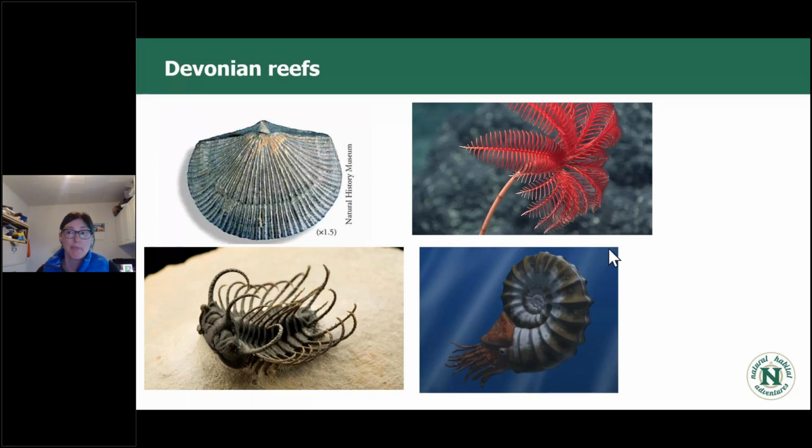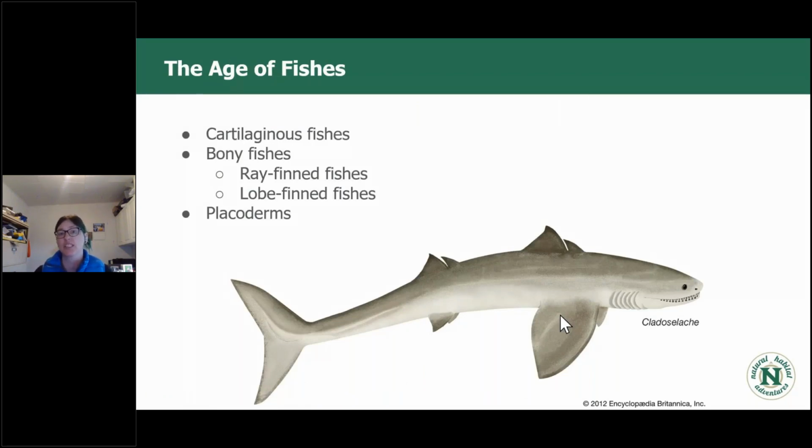But probably the biggest change that we see from the past to now is that we have gone from the age of seas with no fish into that age of fishes. So we see a tremendous diversification of fish species at this time, from cartilaginous fishes, so fishes where their internal skeletal structure is primarily composed of cartilage, bony fishes, as well as a group called placoderms, which we'll talk about in a minute here.